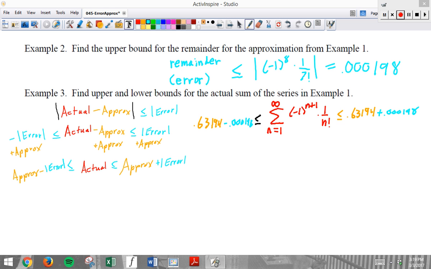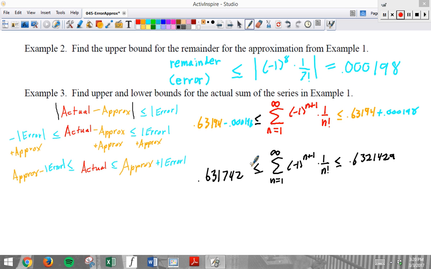So, putting it all together, I would say the maximum value, the upper bound, would be 0.6321429. And the lower bound, or at least a lower bound, would be 0.631742. Okay? So that's giving me the full range of values here that my sum could have obtained.